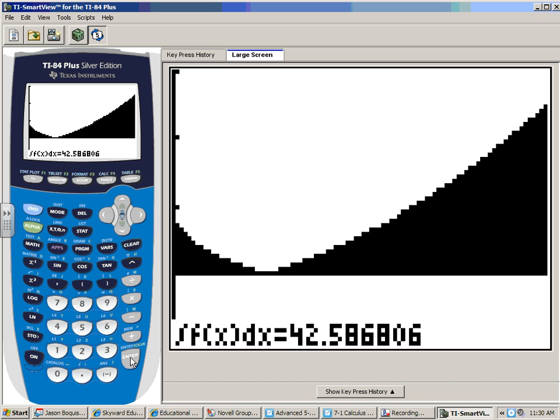So approximately 42.59. Oh, that's right. Some of the calculators have that other notation. It's a little bit nicer notation than what we have here, but yeah. Particle position. That makes sense. Okay. Now, that's the end of the notes. I will take questions once I stop.